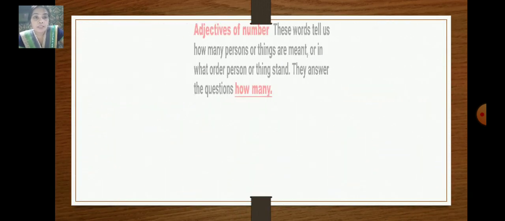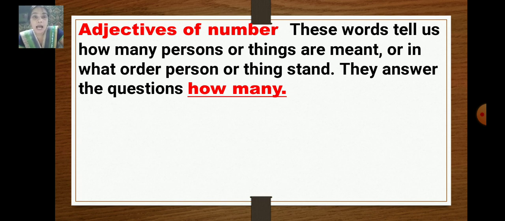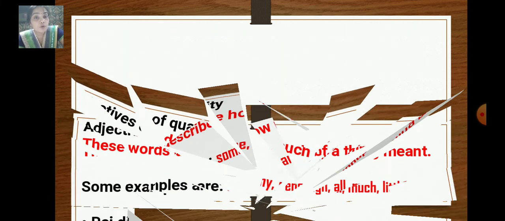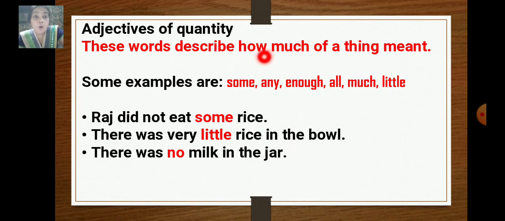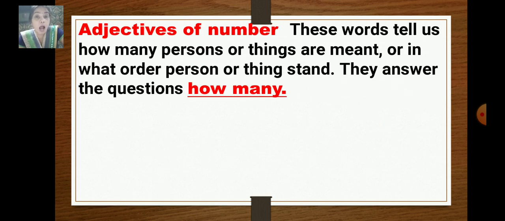Now next we'll see what is adjectives of number. These words tell us how many. So adjectives of quantity is how much, the things we cannot count. And adjectives of number is how many. We can count the things.